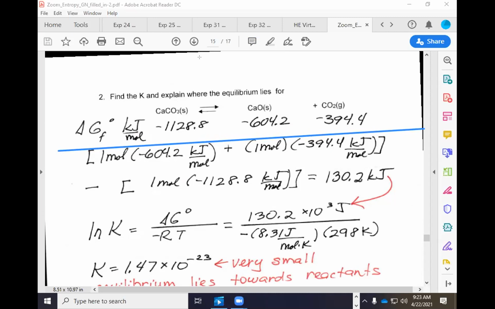So products minus reactants. And then we use our little equation here. We rearranged it, went from kilojoules to joules. And then, so what I want you to do again is go ahead, copy it all down, of course, and then pull out your calculator and practice getting that.